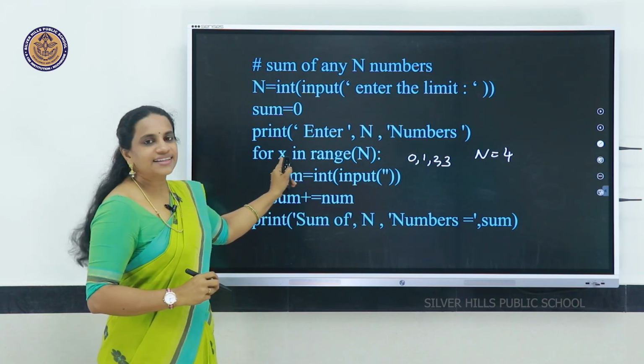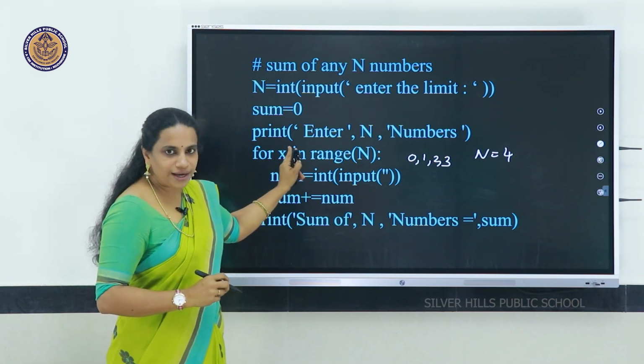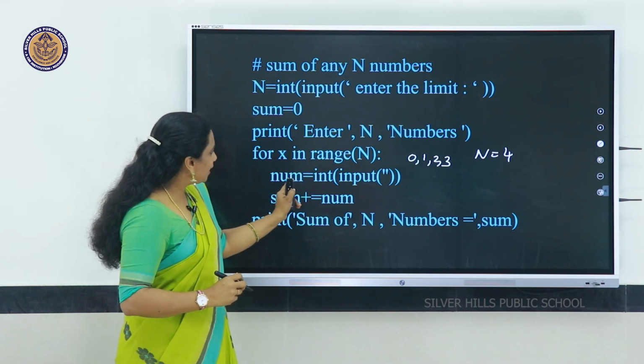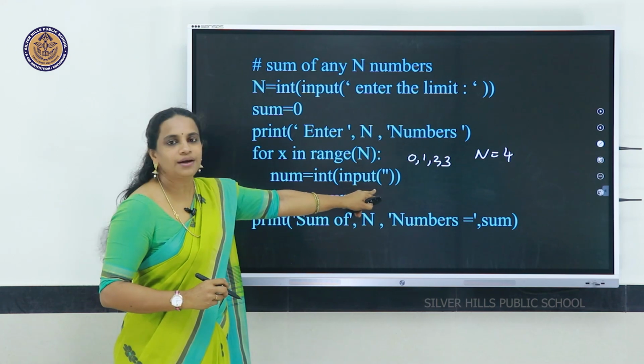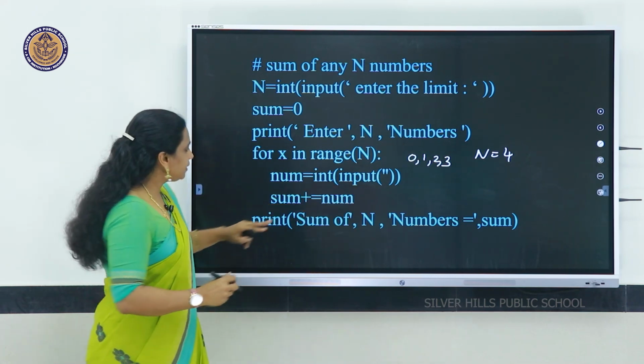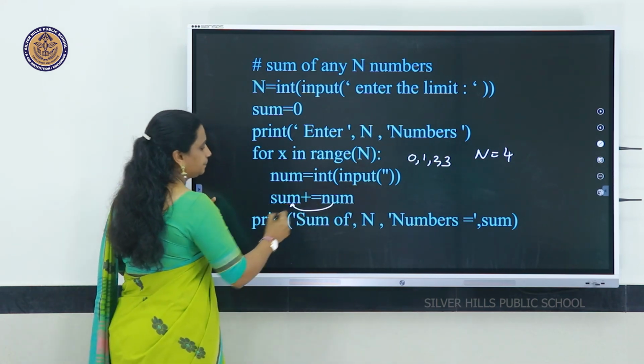Here we are not taking the control variable value. Instead of that, we are asking for enter a number. Num is equal to int of input, enter a number. That num is added with the sum.